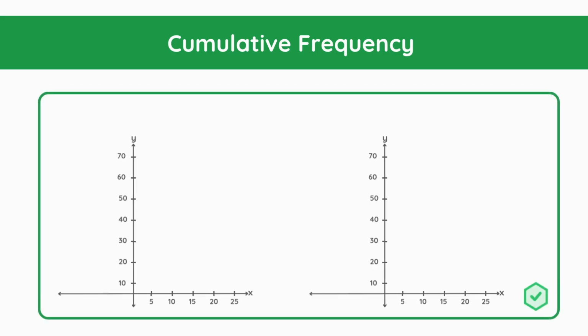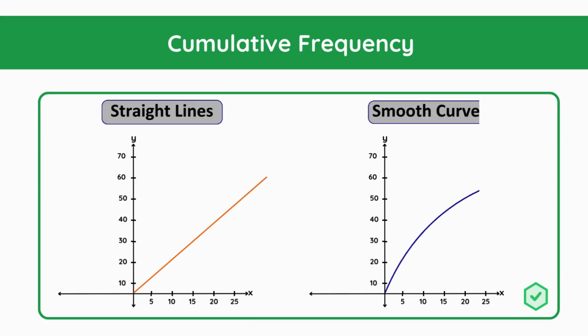At GCSE, you can join them with straight lines or with a smooth curve. Both are accepted, but a smooth curve is the usual choice and it gives you that lovely stretched out S shape. That smooth curve is what we are going to read values of in the next section.